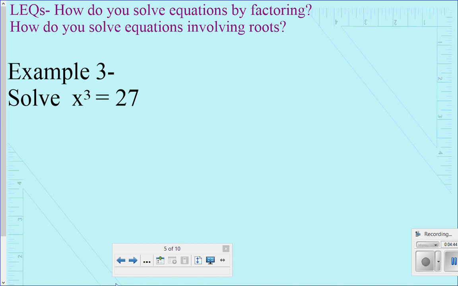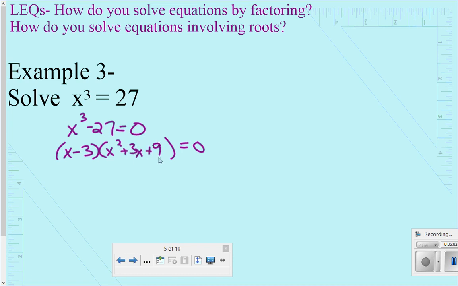So instead of taking the cube root of each side, let's subtract 27. Now it's set equal to 0. We see a difference of cubes, so we're going to factor into a binomial and a trinomial. X minus 3, x squared plus 3x plus 9. And then I'll solve, getting x equals 3, which is the one answer we knew a minute ago, but we'll also now be able to get the other two answers by solving this quadratic equation, which is set equal to 0. So we can either complete the square or use the quadratic formula here. I'm going to use the quadratic formula.